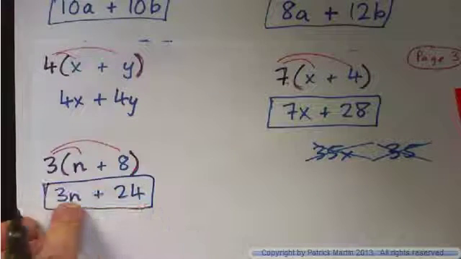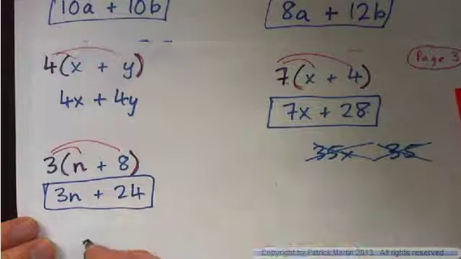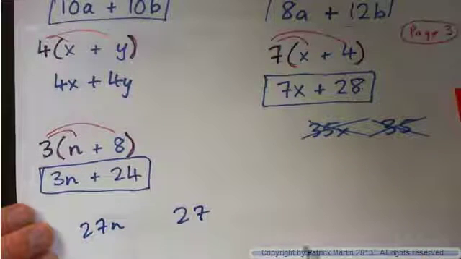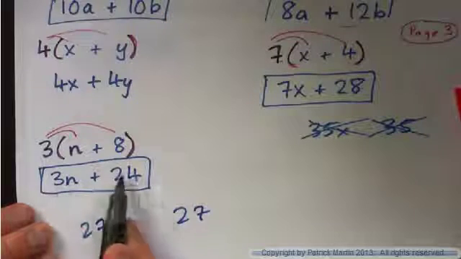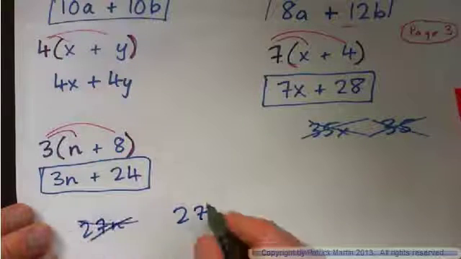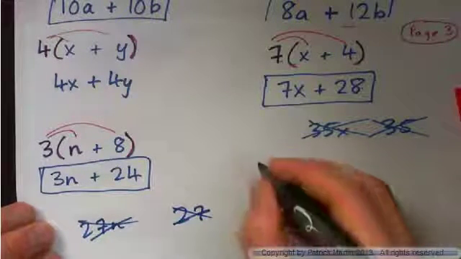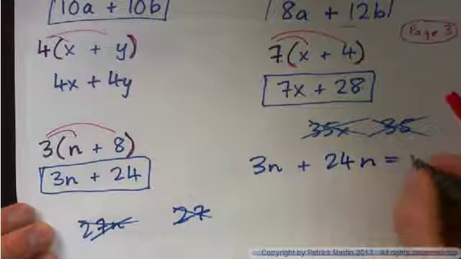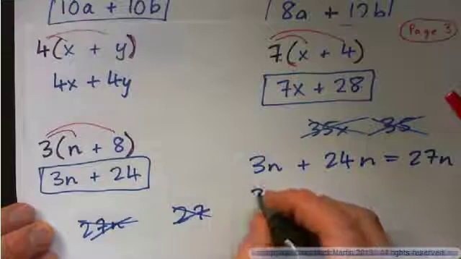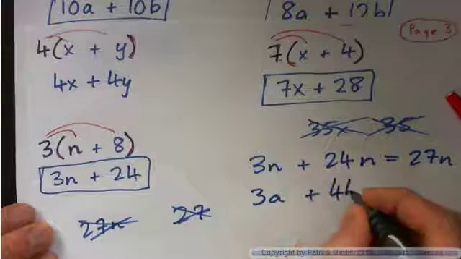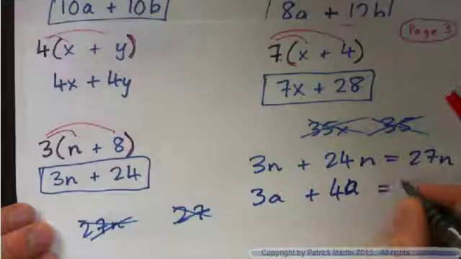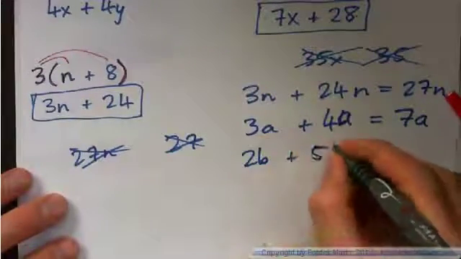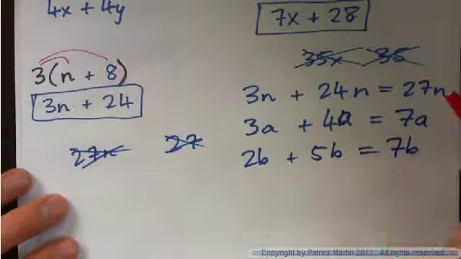And this is not 27 n's or just the number 27, because this is n's and this is units. So they're not the same term. You can't add them together. If you had 3 n's plus 24 n's, that would be 27 n's. If you had 3 apples plus 4 apples, that would indeed be 7 apples. If you had 2 bananas plus 5 bananas, that would indeed be 7 bananas.